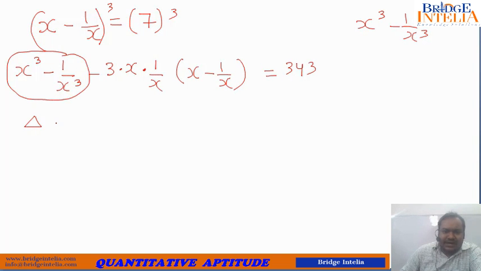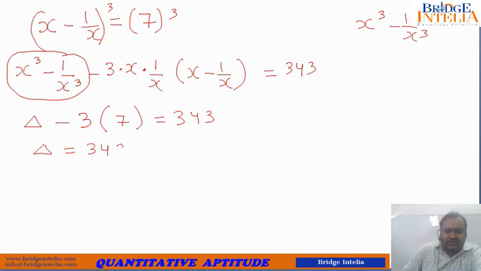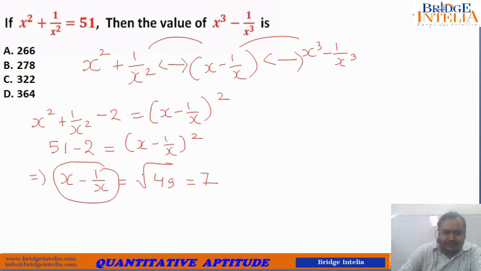So delta minus, you see this gets cancelled, delta minus 3 into x minus 1 by x, which we have just found out to be equal to 7. So this is given to us as 343. So from here you can safely conclude that this is equal to 343 plus 21, which comes out to be equal to 364. So 364 is the correct answer. Two steps transition.